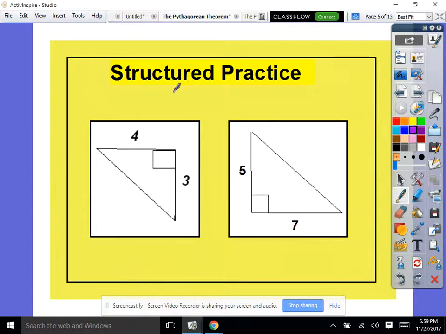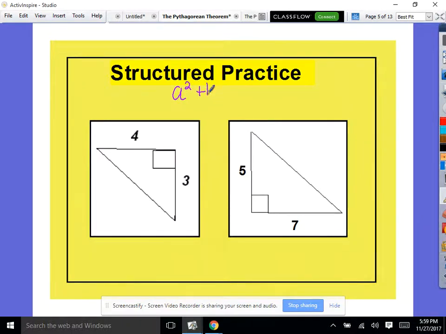So we know from what we learned yesterday that a squared plus b squared equals c squared. Now, it doesn't matter which of the legs you put as a and which you put as b. What matters is that your hypotenuse is always c. So for this first example, we would do 4 squared plus 3 squared equals c squared. And we know that 4 squared is 16, 3 squared is 9, so 16 plus 9 equals c squared.